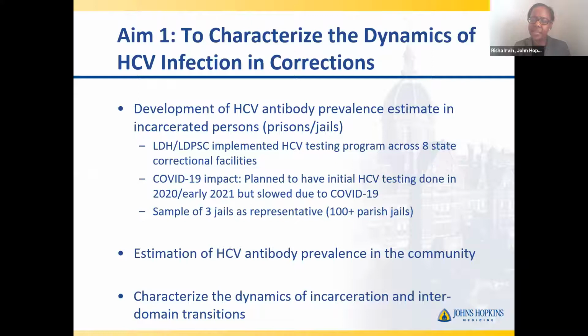We'll also look at an estimation of HCV antibody prevalence in the community because we know that there's an interaction between the community and the prison and jail system and that people can move back and forth, and we want to look at that interplay. Finally, we'll characterize the dynamics of incarceration and interdomain transition. And by that, I mean we'll look at factors such as incarceration length of stay, prison and jail facility movement and release, reincarceration, injection drug use, the availability of opioid substitution therapy, and look at any impact on HCV transmission, reinfection, and acquisition as well in the system.